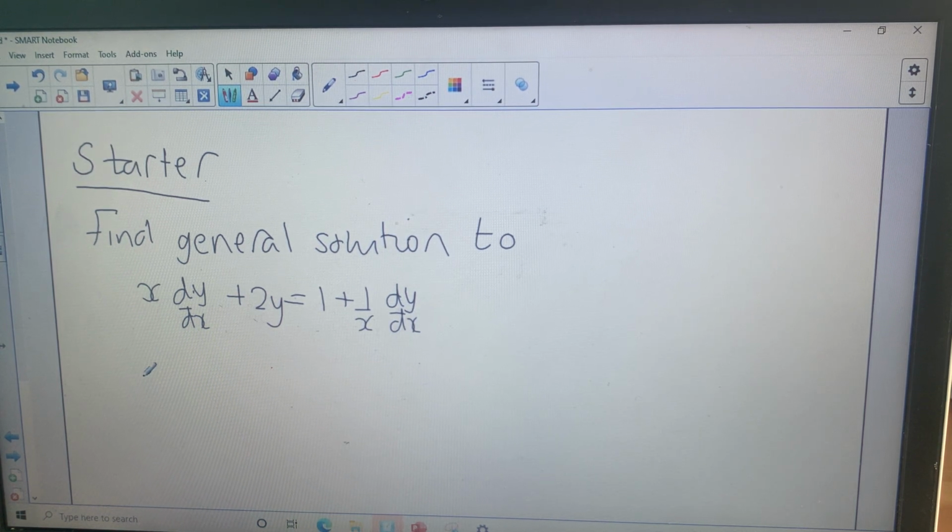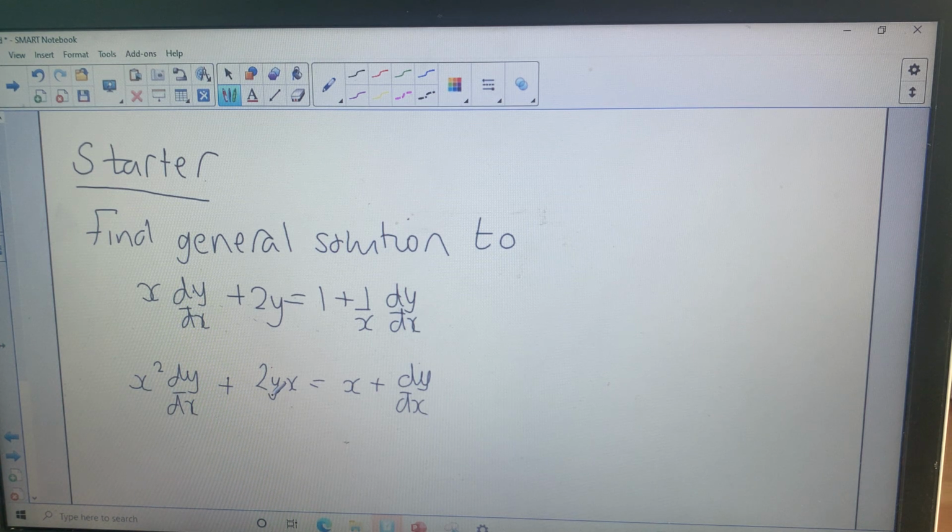Right, so this is not in the form that we want, so the first thing I'm going to do is multiply all through by x. So 2yx equals (x plus 1) dy/dx. And now I'm going to rearrange this.